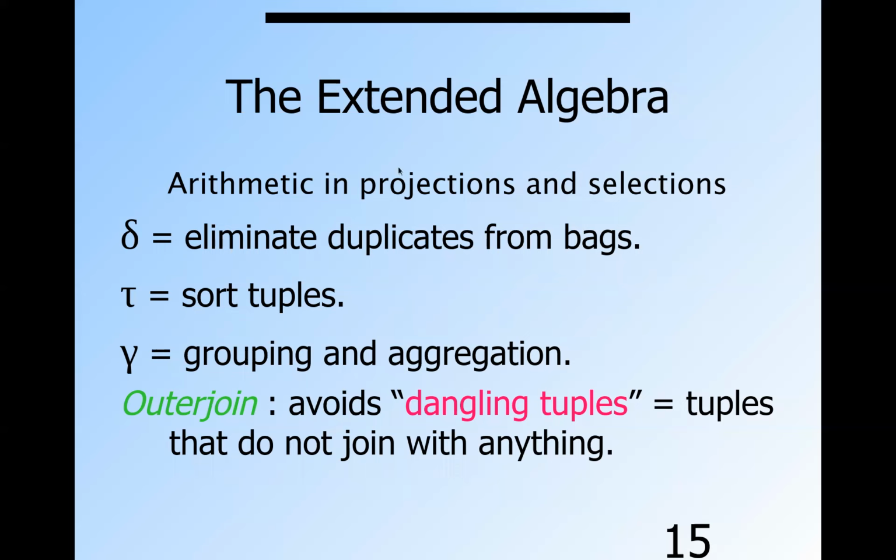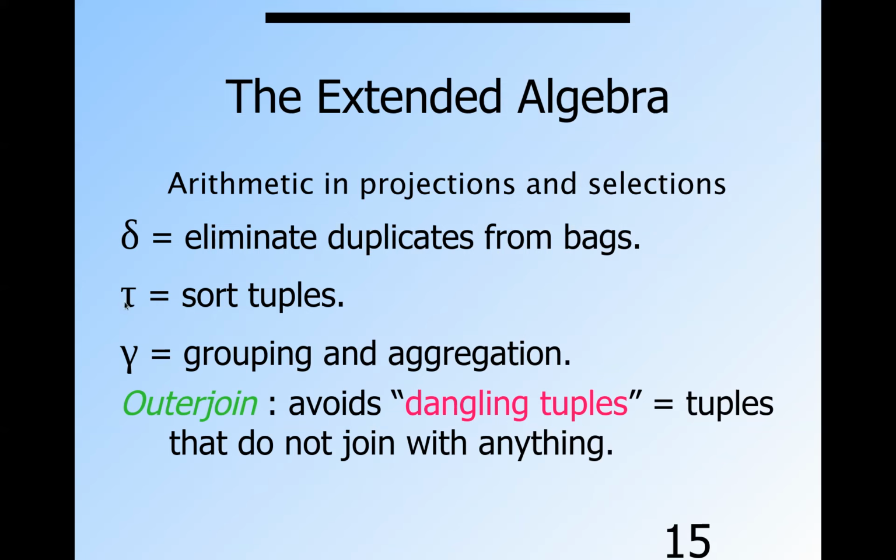Okay, all right. So now we're going to get into some operations that are really our extended relational algebra. Now that we have bags, let me just start out with this delta operator, which basically eliminates duplicates from bags. So it turns bags into sets. And then we have another one which will sort tuples.